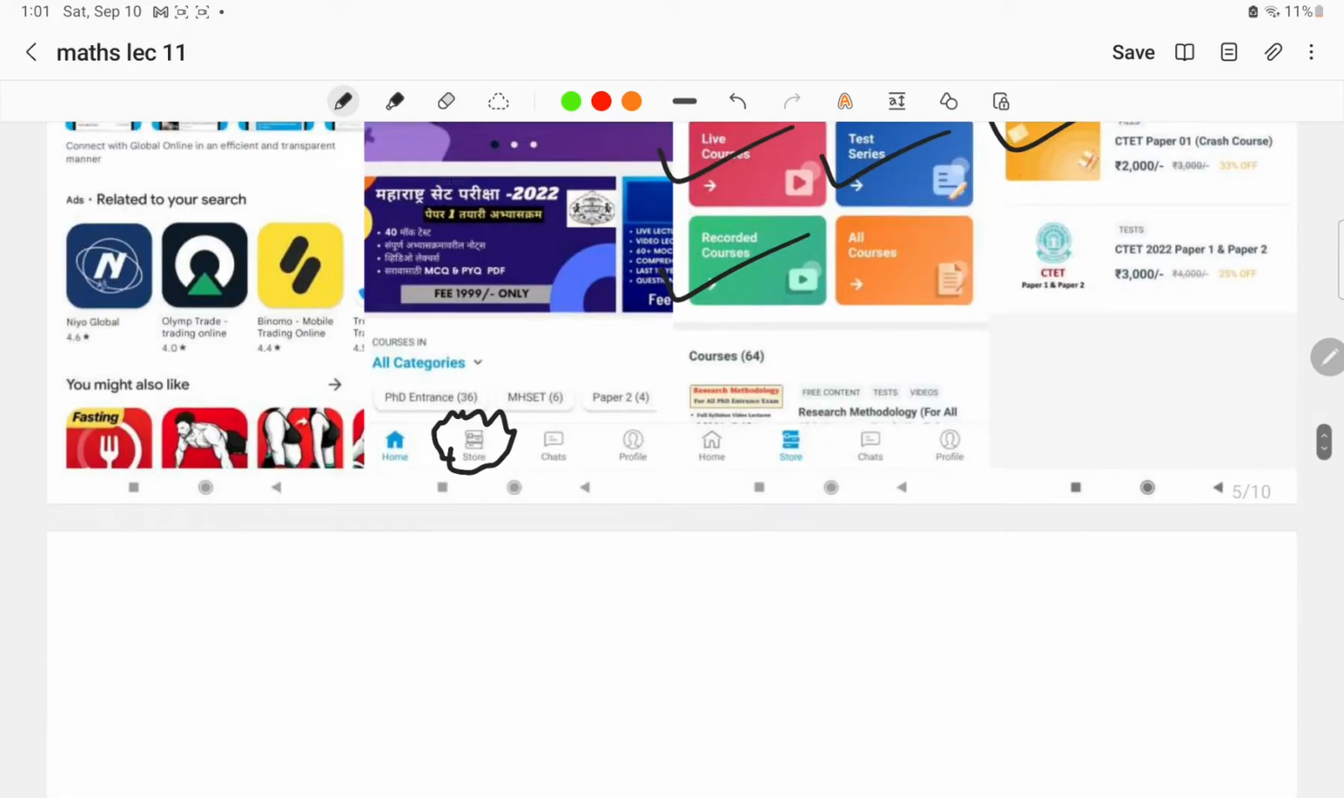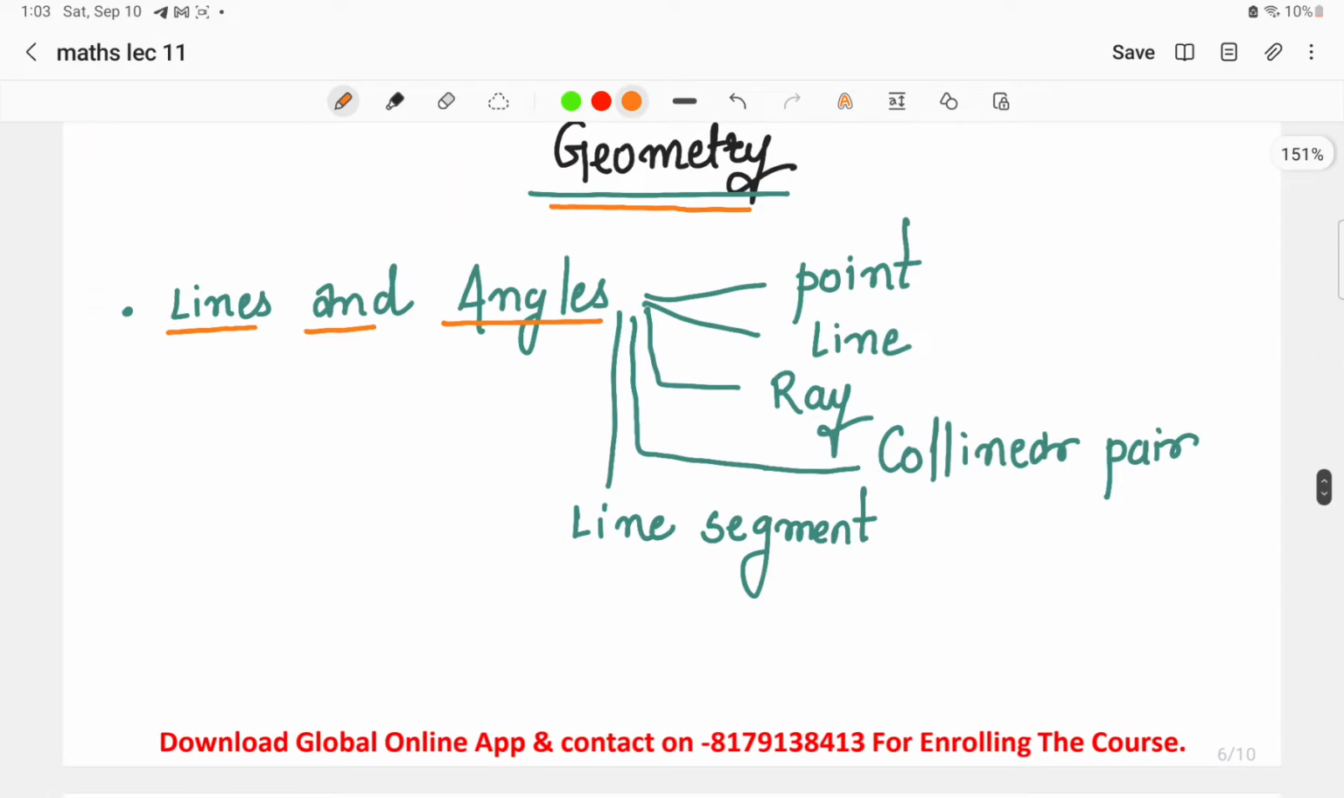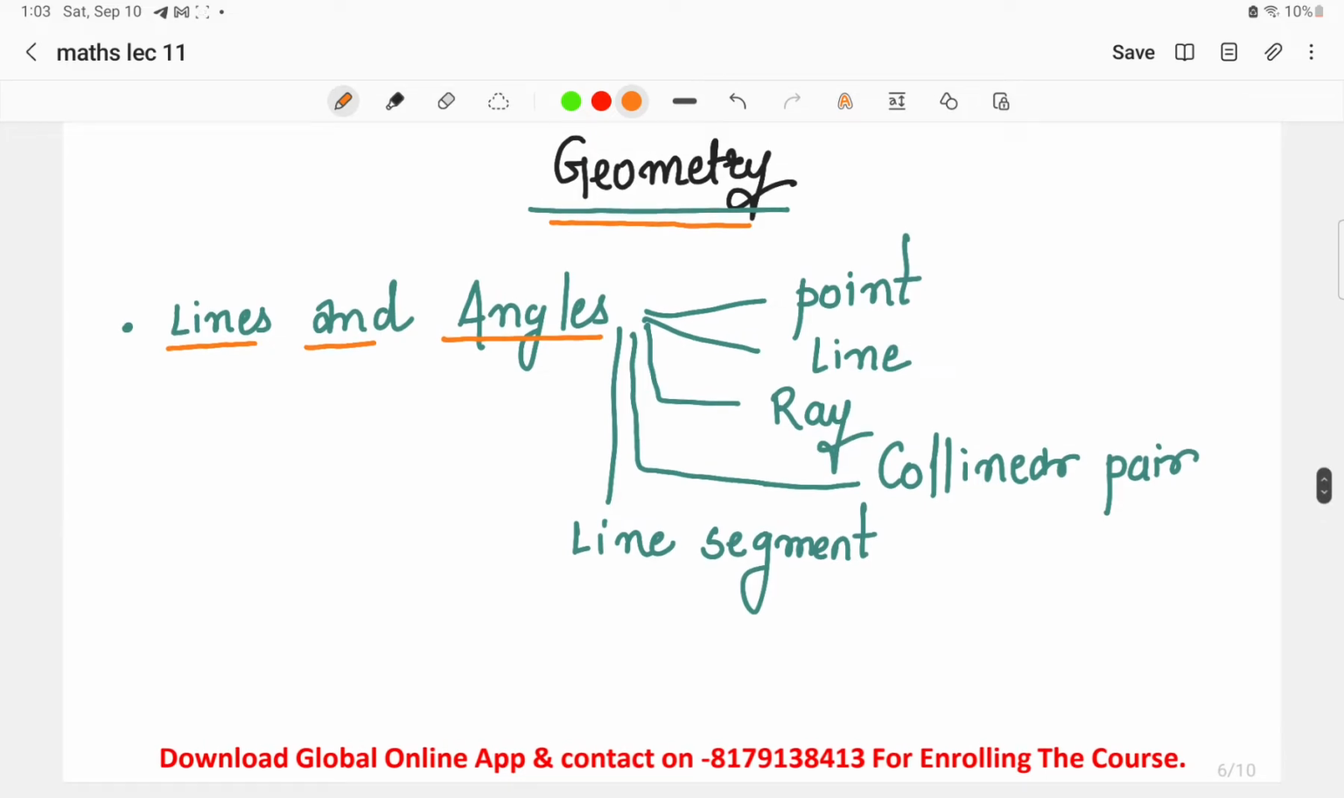Okay, now so in today's lecture we will discuss the geometry topic. In geometry we are going to discuss some of the important points, the necessary requirements for paper number 1 that we have to keep in mind, like lines and angles. In lines and angles, the terms that we have to go through, the very first term is the point. What is a point, what are lines, what are rays, what are collinear points, and what is a line segment. Let us see these terms one by one.